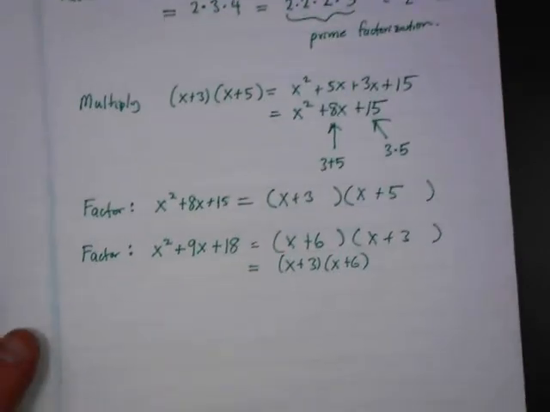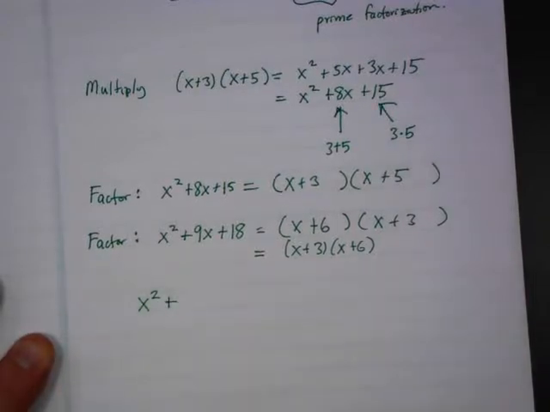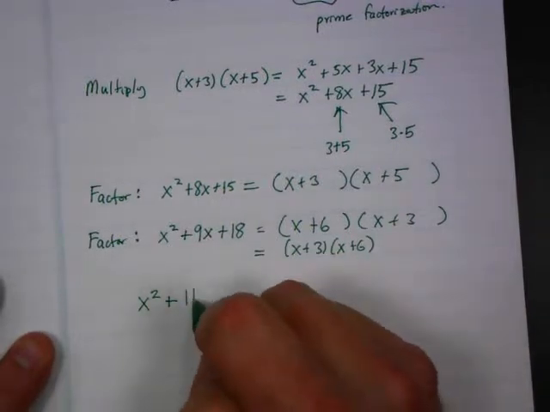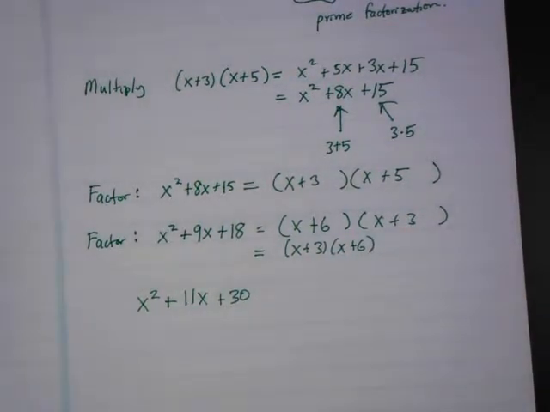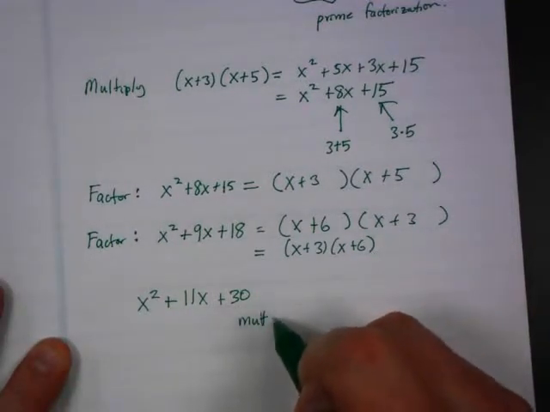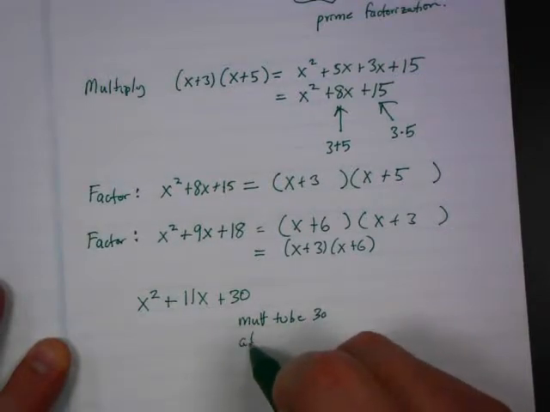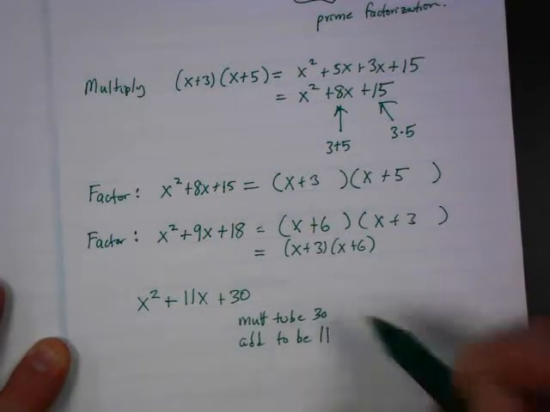All right, how about x squared plus 11x plus 30. Don't shout out the answer, but rather tell me what you're looking for. You need two numbers to do what? Numbers that multiply to come to 30, and then both numbers need to add up to become 11. They need to add to be 11.